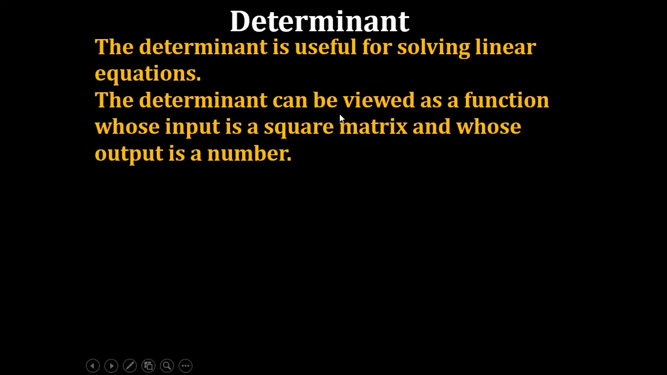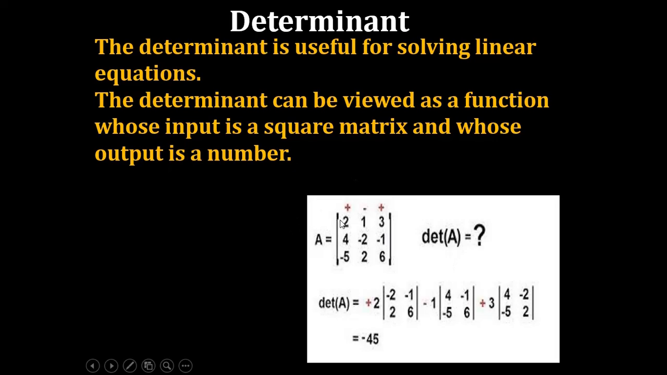So a determinant can be viewed as a function whose input is a square matrix and whose output is a number. For example, take A as a matrix with elements in 3 rows and 3 columns. There are 3 rows and 3 columns. So what is the determinant of A? How to write the determinant of A?